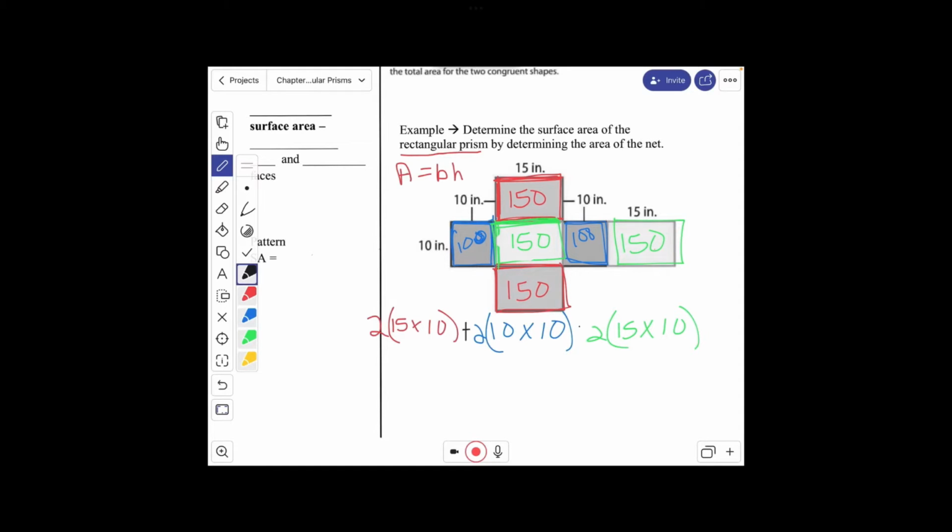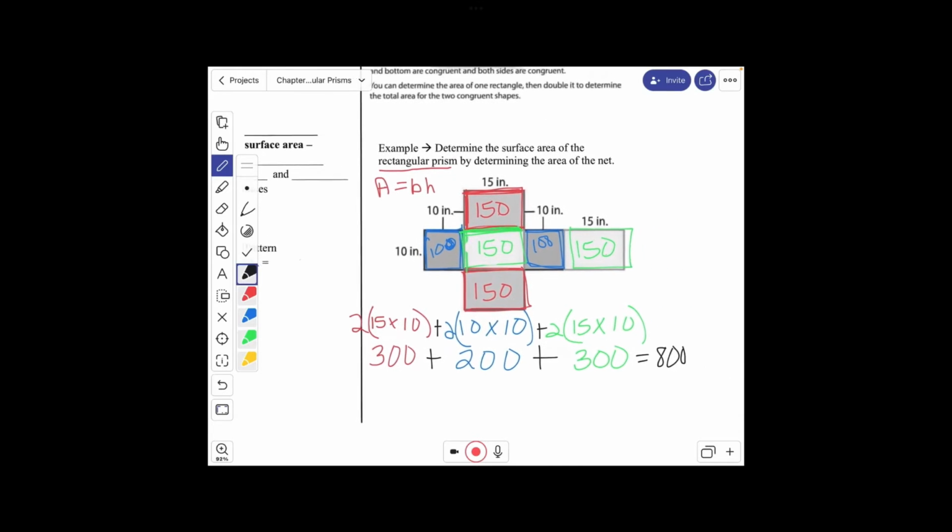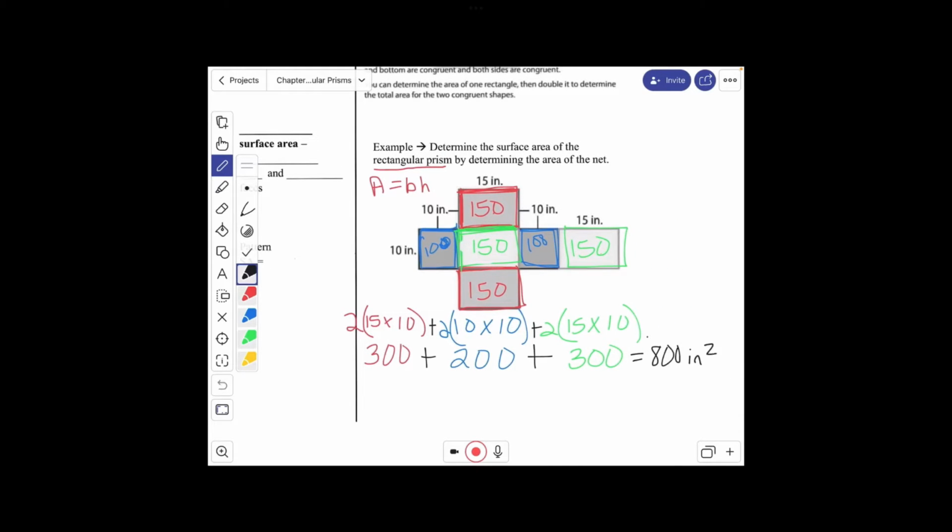Then we want to add all those sides together. So the back and the front, that makes 300 plus the two sides, 200 plus the top and the bottom is another 300. So all together that makes 800. And that's inches squared because area is always a measure of how many squares will fit on something.